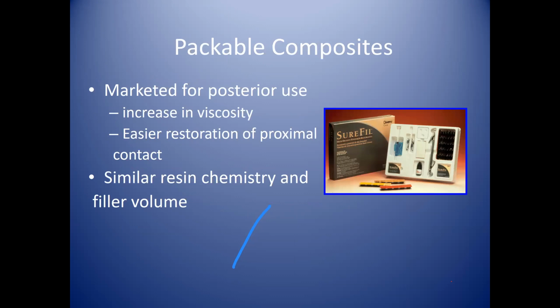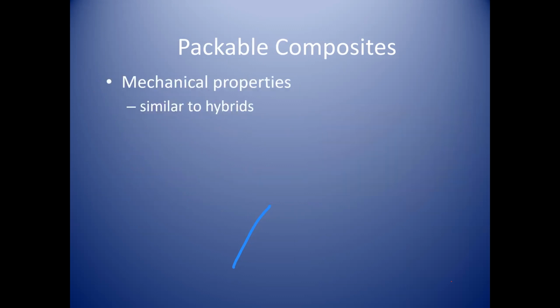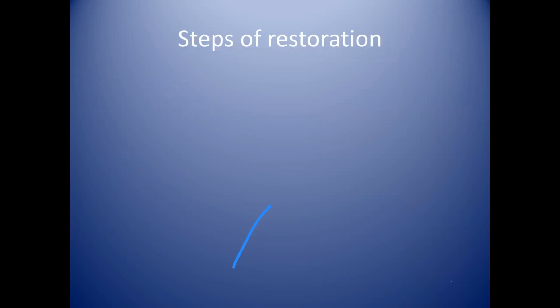Then we have packable composite, marketed for posterior use, with increased viscosity and easier restoration of proximal contacts. One advantage of packable composite is that it has more curing depth. That is, it can be placed in bulk for curing. Packable composites have mechanical properties similar to hybrid composites. I will now discuss the steps of restoration.